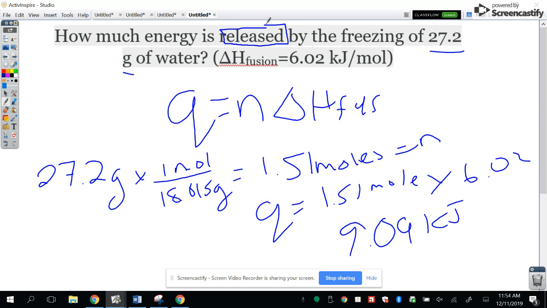So technically, the answer 9.09 kilojoules is correct because 9.09 kilojoules is released. If it just said how much energy is, or what is the delta H, or how much heat is involved, right? If it didn't use the word released, I would have to say it's negative 9.09 kilojoules, because that negative means released. So technically, to put the negative here, given that it says released, is actually redundant. You don't need the negative.